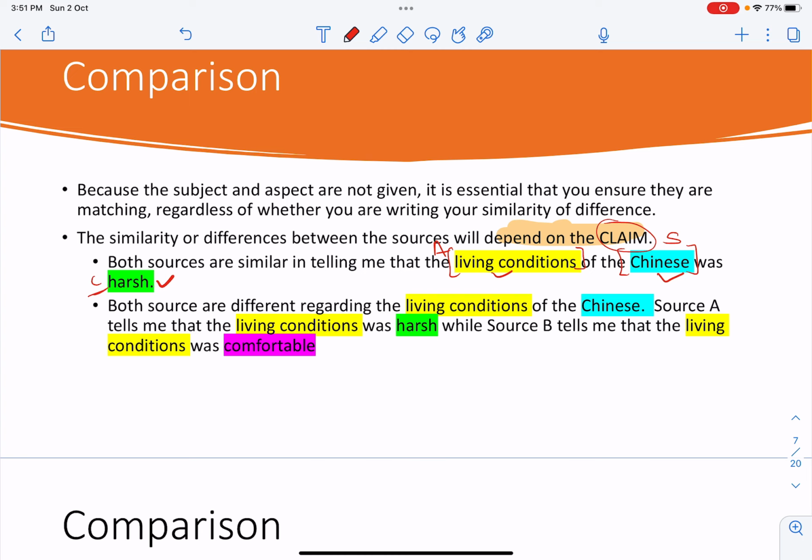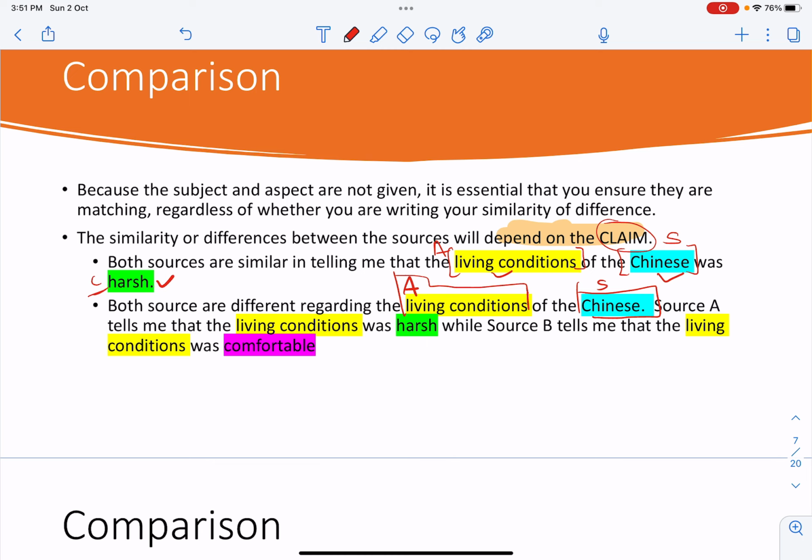Now, take a look at the difference example. When I do my difference example, I also have to pick out the same claim, and not the same claim, sorry, the same subject, the same aspect. In this case, both sources are different regarding the living conditions. See, talking about the same aspect. Talking about the same subject of the Chinese. Both are referring to living conditions, both are referring to the Chinese.